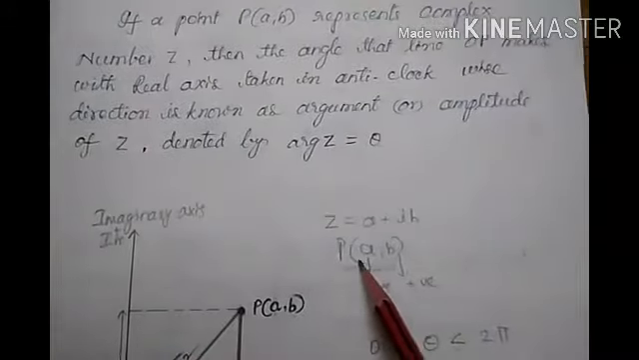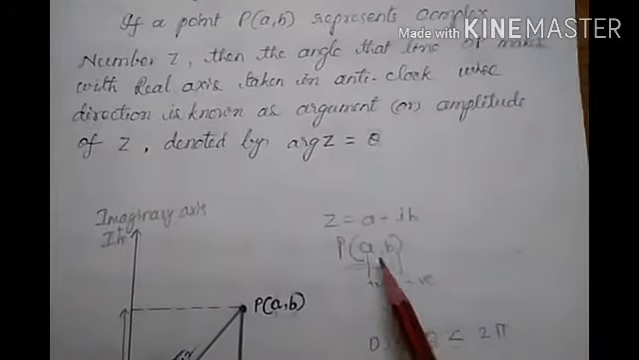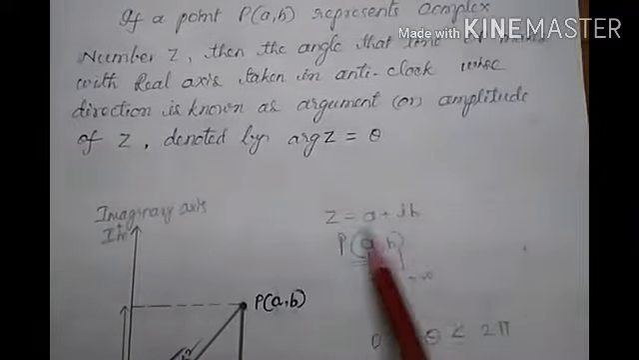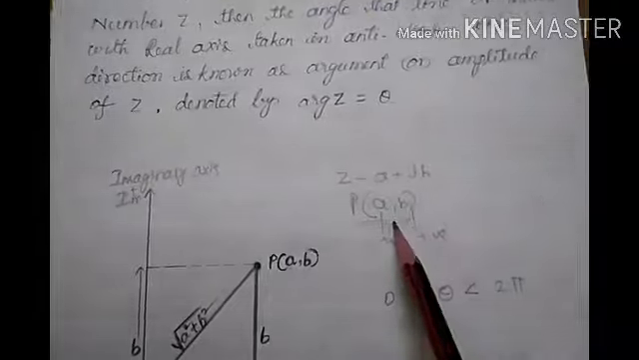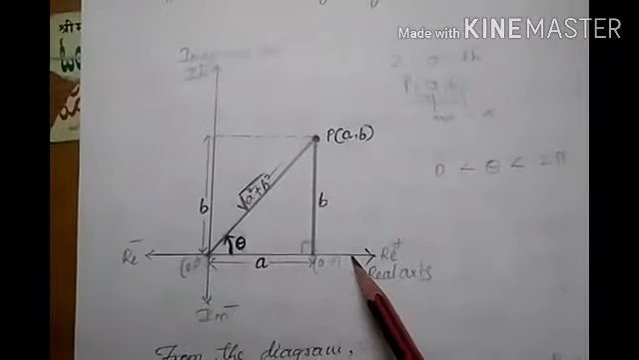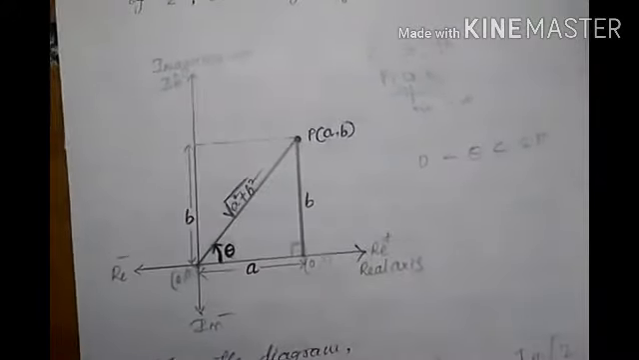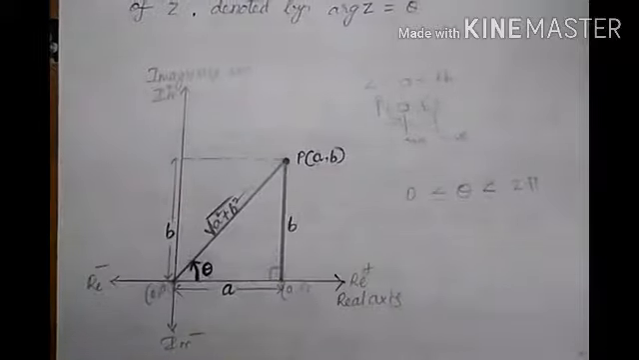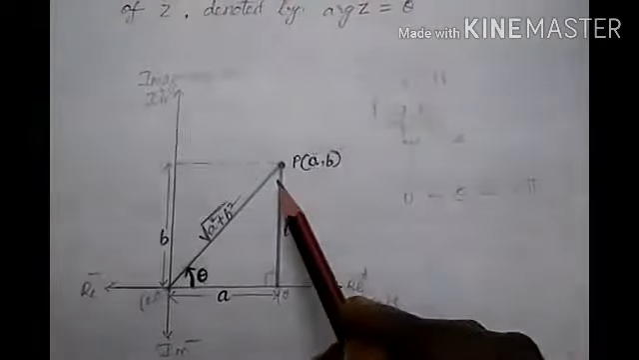Then the point (a, b) is the point of this complex number. Now let us plot this point on the Argand plane. Take an Argand plane. Here we take the x-axis as the real axis and the y-axis as the imaginary axis. Plot this point on the complex plane.